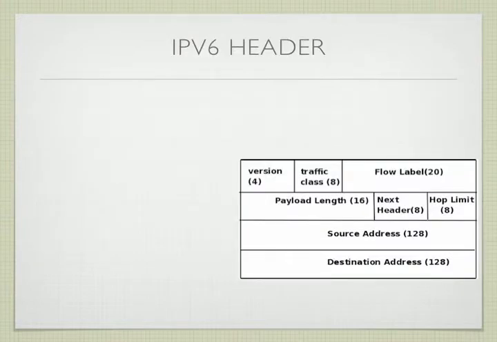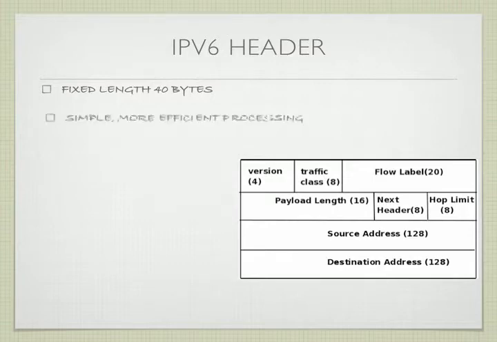So let's take a look at the IPv6 header. These are the sections that are available that are in every header, and you'll notice the size of the section next to each one. The most important change here is that the header is now a fixed size. It's always 40 bytes in length. This provides for very simple and more efficient processing.